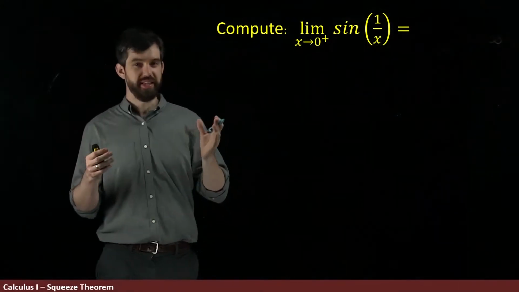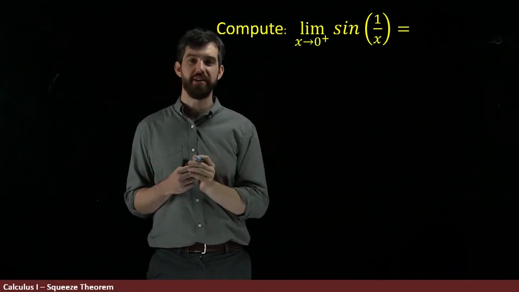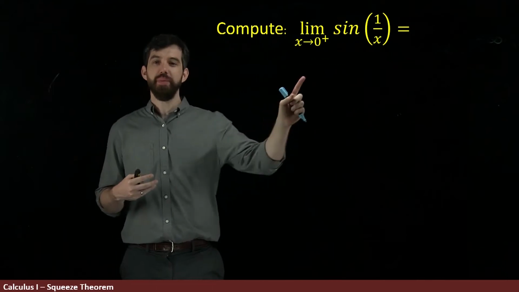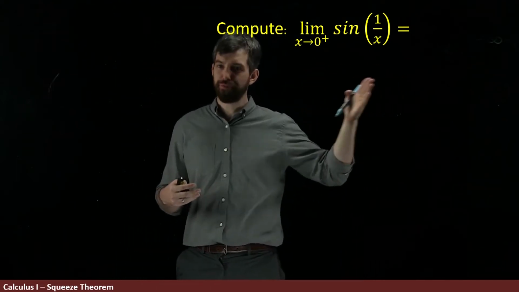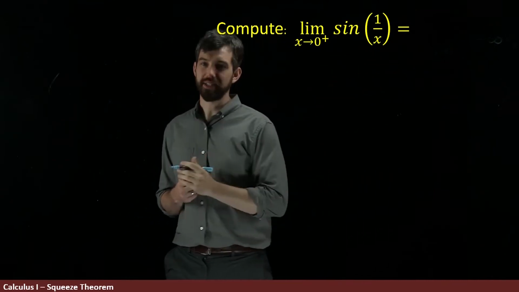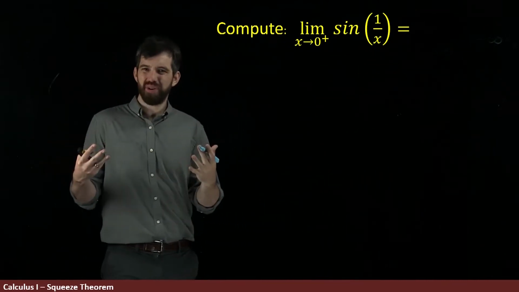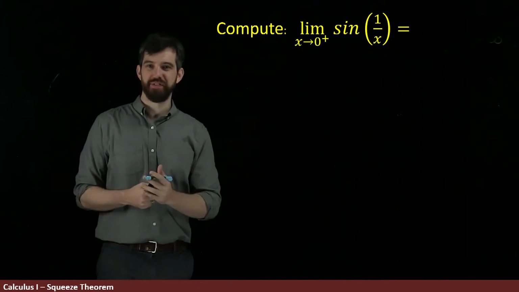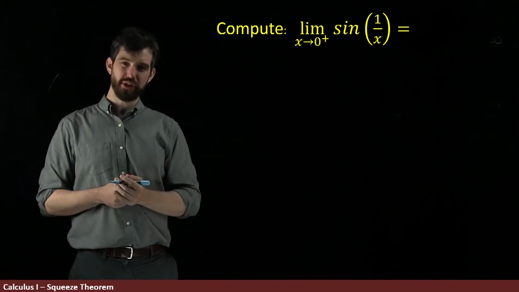Let's investigate this somewhat funky limit. What we're doing is we're taking the limit as x goes to 0 from the right, that's what the plus denotes, of sine of 1 over x. So I want to figure out, what does the graph of sine of 1 over x actually look like?